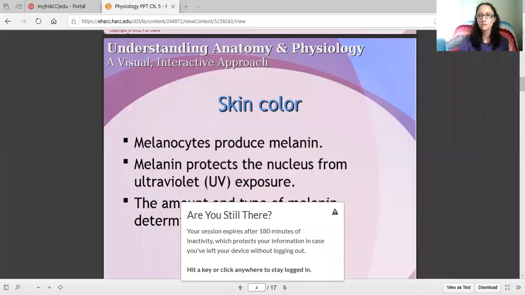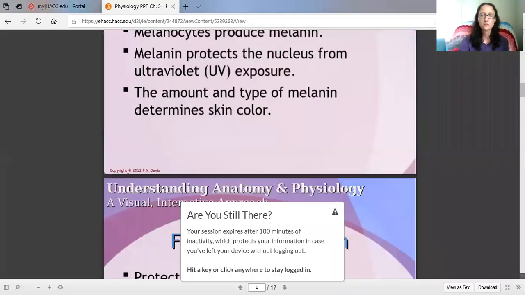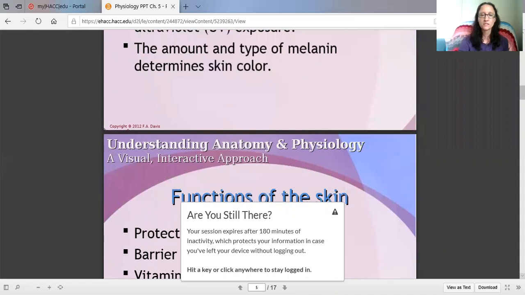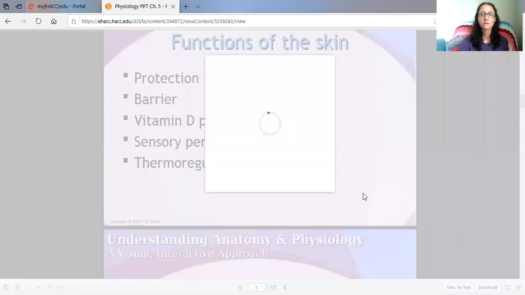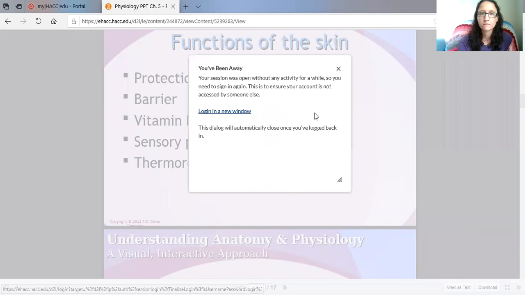Okay, so speaking of functions of the skin, we get back around to this. Functions of the skin are, dun, dun, dun. We'll go back to screen share here. Yes. Okay, functions of the skin. All right.